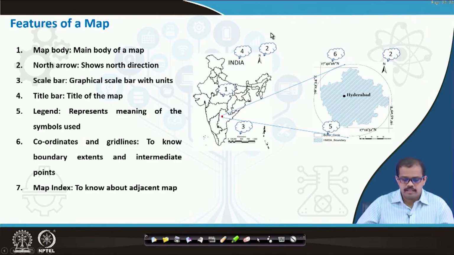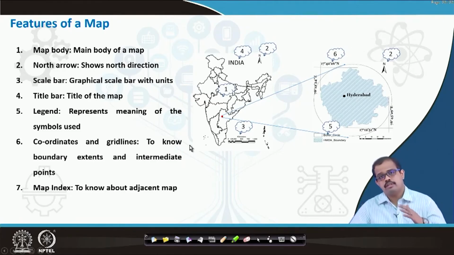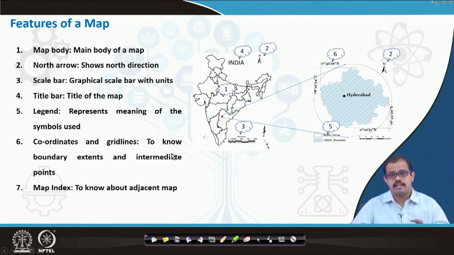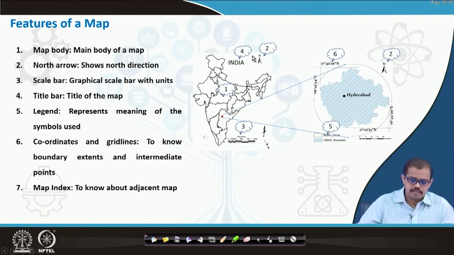Okay, this entire thing is the main body of the map, and you should give the north arrow in that particular map, which represents the northern part of the map. For example, I have represented it here for both Hyderabad and India. Then you need to have a scale bar. This is a graphical scale bar with units.